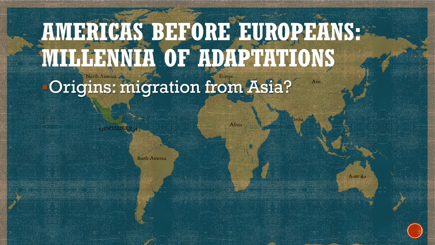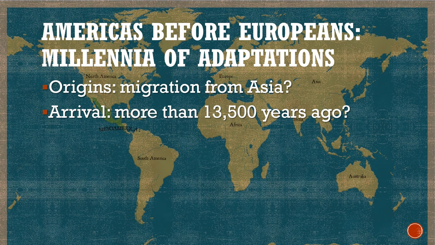So, for instance, genetic research, which I just mentioned, is a relatively new area of research. It only really began about 20, 30 years ago. And so it's only now that we can really conclude that all Indigenous peoples of the Americas have their ultimate origin in Asia. So we know that Indigenous people would have arrived in the Americas at least 13,500 years ago.